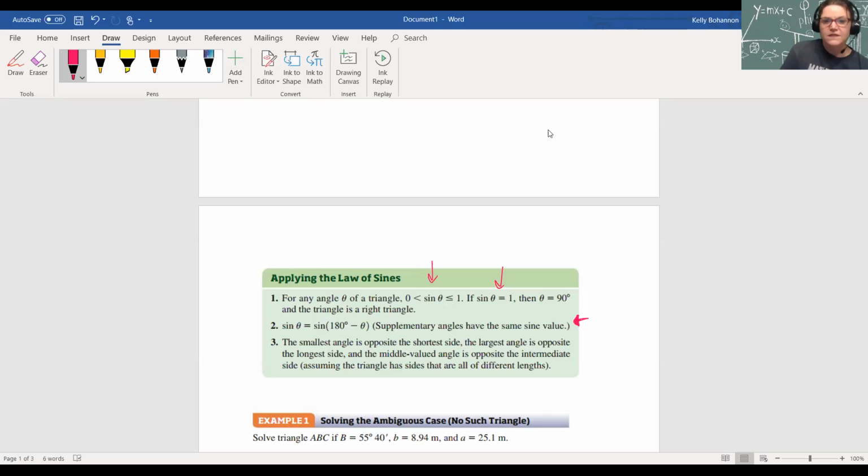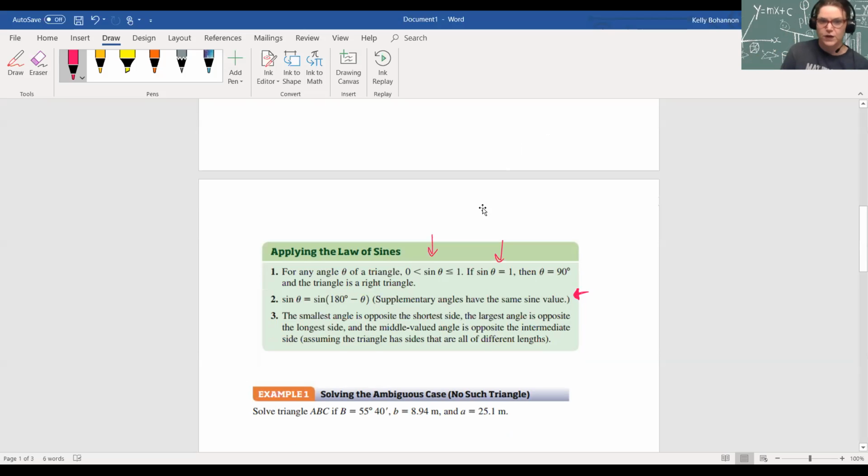The smallest angle is always opposite the shortest side. The longest side is always opposite the largest angle. And that means the intermediate side is always opposite the medium angle. If it looks like your information is not that, then it can't be a triangle, because that's how triangles work. Otherwise, the triangle wouldn't close all the way.